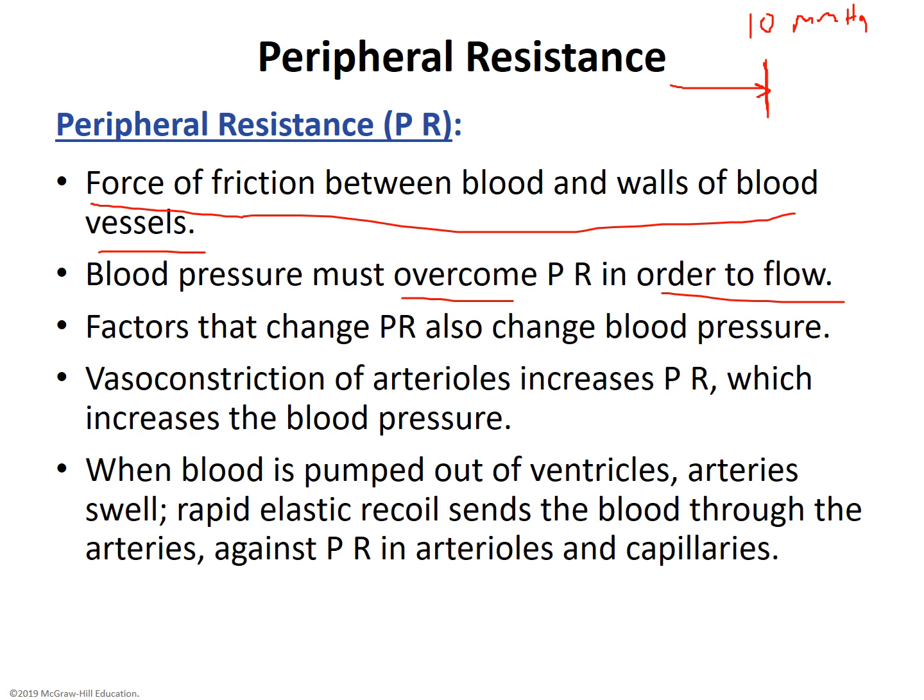Again, vasoconstriction is a big one. If my blood vessels close down or get smaller, that's going to increase blood pressure. So now when blood is pumped out of the ventricles, arteries swell. Rapid elastic recoil sends the blood through the arteries against peripheral resistance of the arterioles and capillaries.